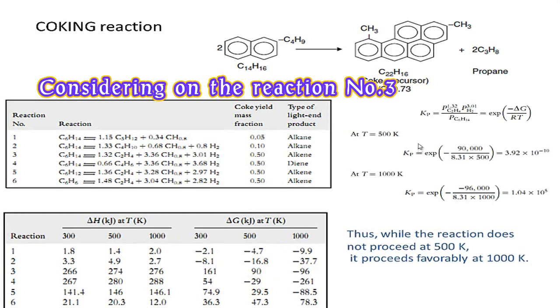This also provides the equilibrium constant, comparing two cases of 500 and 1000 Kelvin. A big positive value in the power is found at 1000 Kelvin, while a negative value in the power is shown for 500 Kelvin, meaning that the reaction is favorable at high temperature.